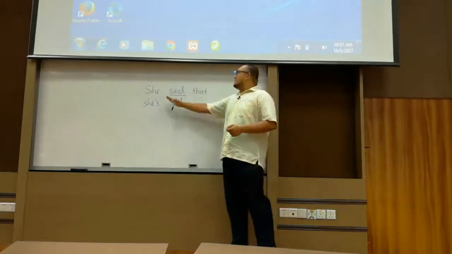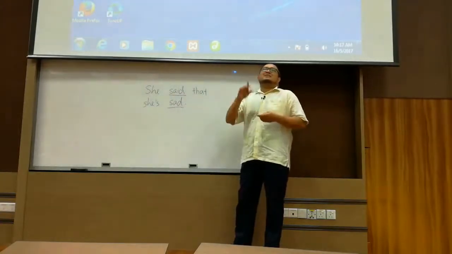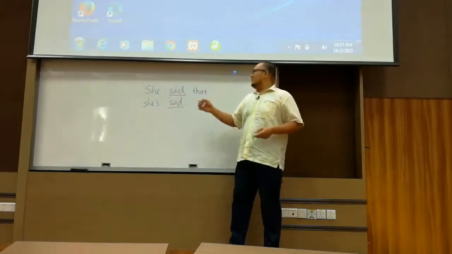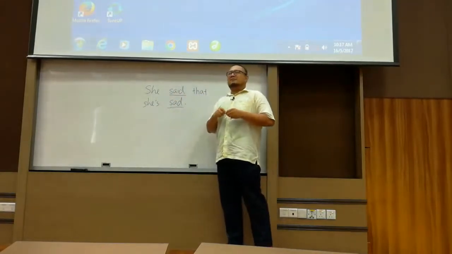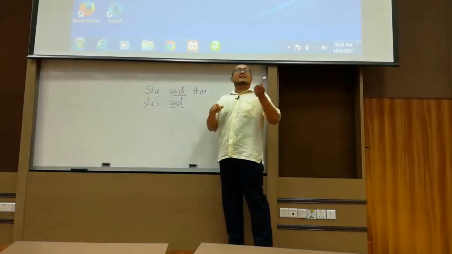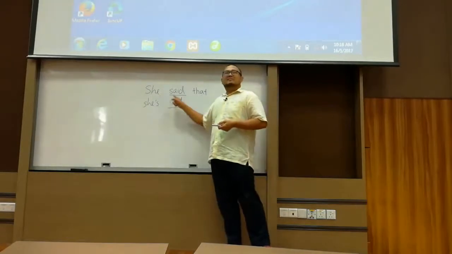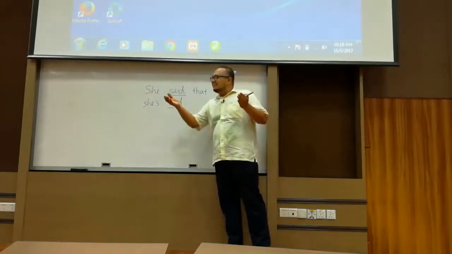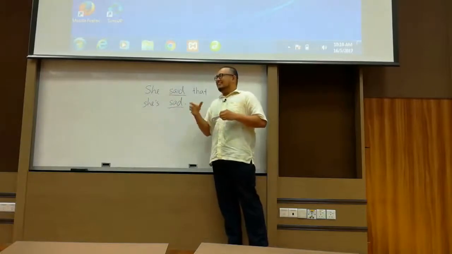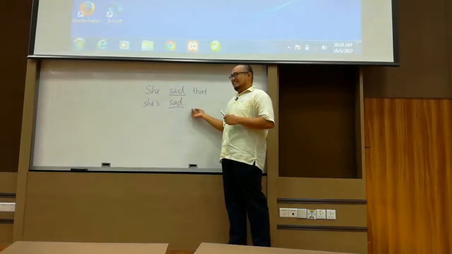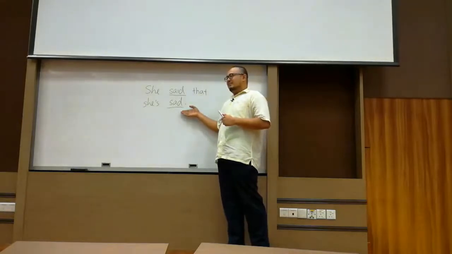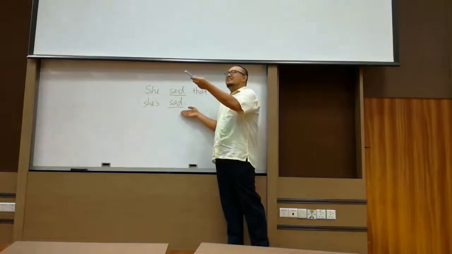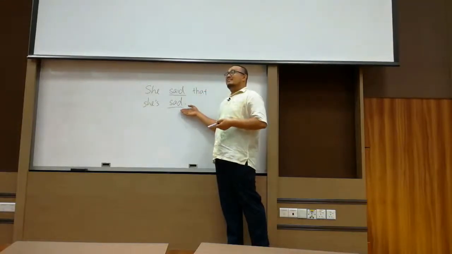All right, so how do you say this? Anybody? So we can hear one voice instead of a chorus. How do you say this? Anybody? Okay, one example. Yes. She said that she's sad. Anybody from that side? She said that she's sad. Again? She said that she's sad.